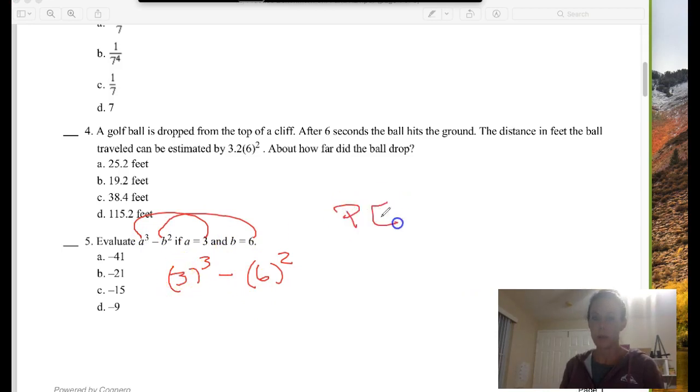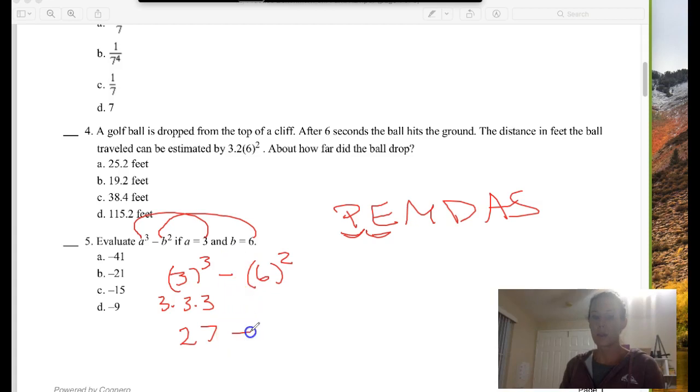Remember, please excuse my dear Aunt Sally. You do parentheses first, then exponents. Here I have both of these in parentheses. I'm going to do their exponent. So 3 cubed literally means 3 times 3 times 3. 3 times 3 is 9, 9 times 3 is 27. 3 cubed is 27, and I almost wrote 23, sorry, 27.